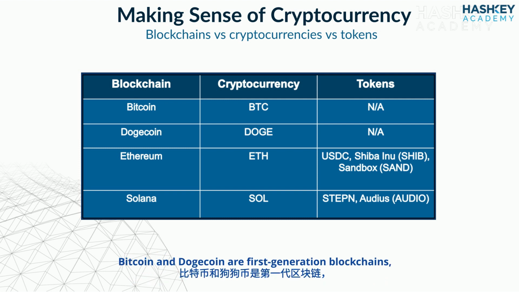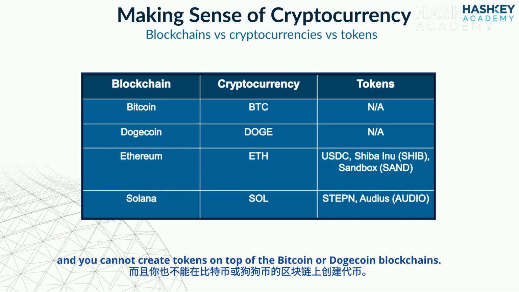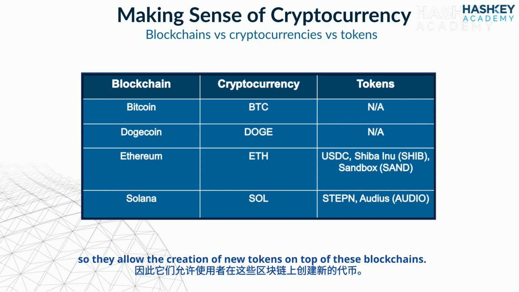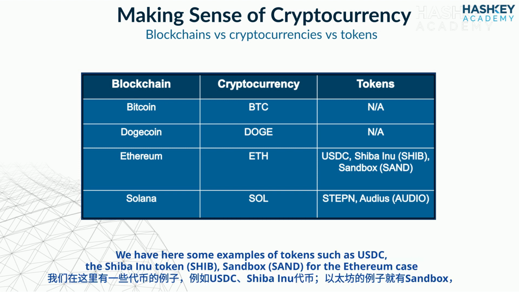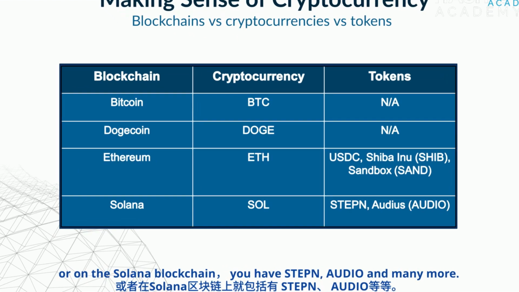Bitcoin and Dogecoin are first generation blockchains, meaning that they don't have smart contract functionality and you cannot create tokens on top of the Bitcoin or Dogecoin blockchain. However, the Ethereum blockchain and Solana and many others allow the scripting functionality and the creation of smart contracts. So they allow the creation of new tokens on top of these blockchains. We have here some examples of tokens such as USDC, the Shiba Inu token, Sandbox for the Ethereum case, or on the Solana blockchain you have the Stepn token, Audius, and many more.